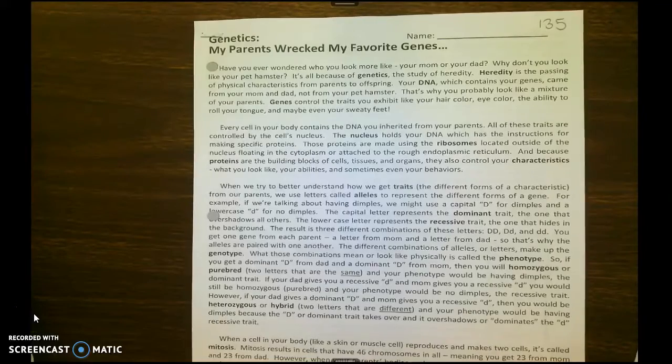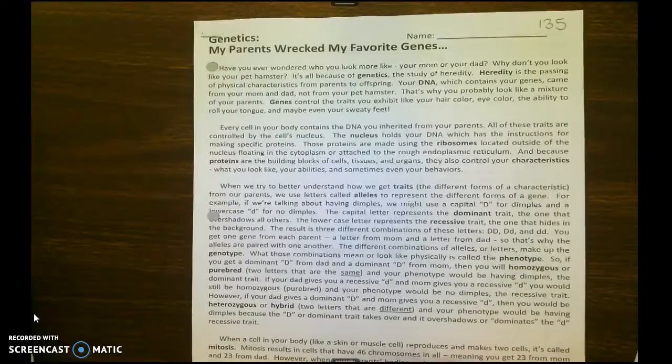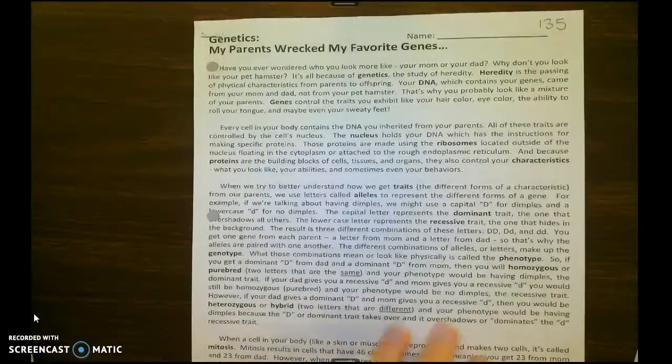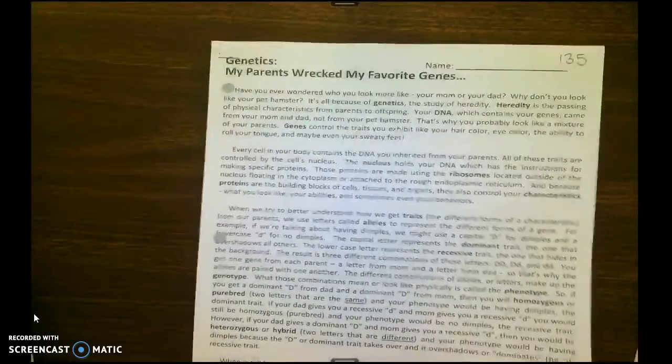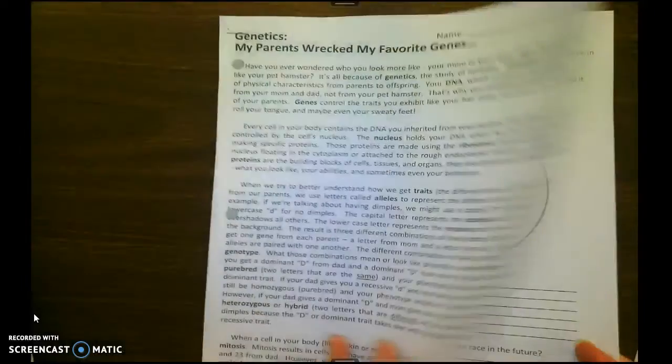Alright guys, so a lot of you have probably been wondering, well, we read the front part of My Parents Wrecked My Favorite Jeans. I know it goes on page 135. Were we supposed to attach it to our notebooks yet? Or maybe you were wondering, oh, she had us do that vocab, but we haven't even taken care of the rest of this worksheet. That's okay.